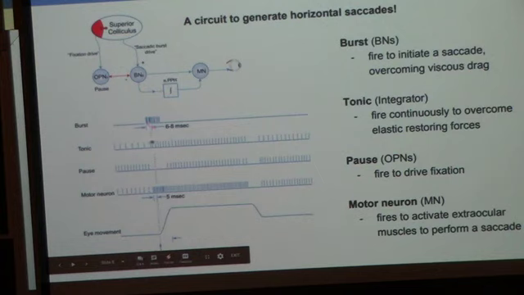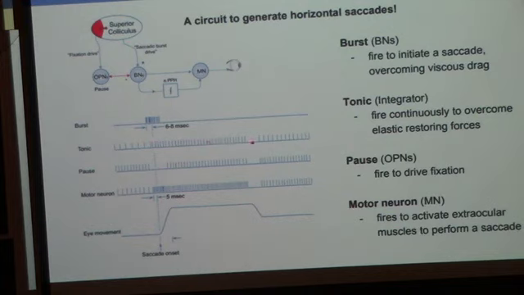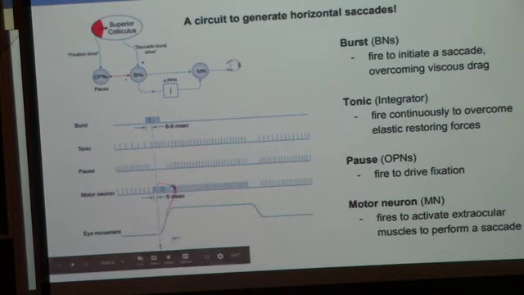You have tonic integrator activity, which just continues on and helps maintain the saccade. And then you have pause neurons, which, because they like fixation, you want to suppress them for a bit while you're making the eye movement, and then afterwards, once you've decided on the new position, you want your pause neurons to start firing again so that you can now fixate at the new position. And then obviously you have your motor neuron firing. So that's basically what this graph is denoting right here.